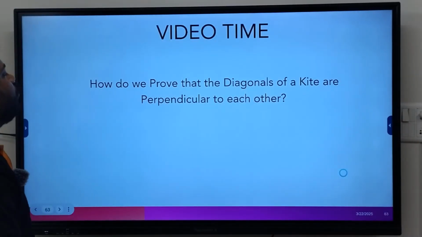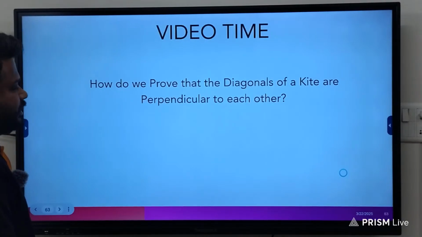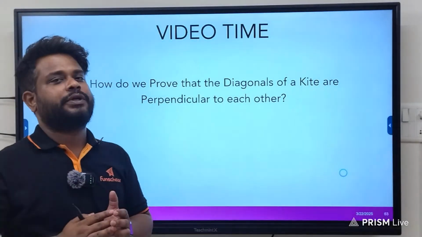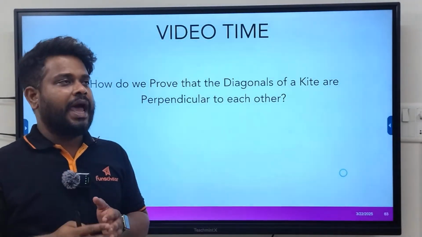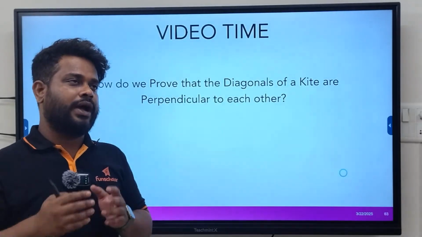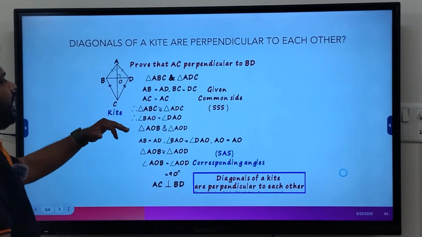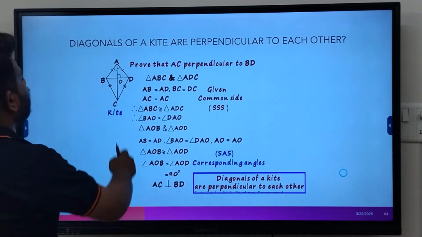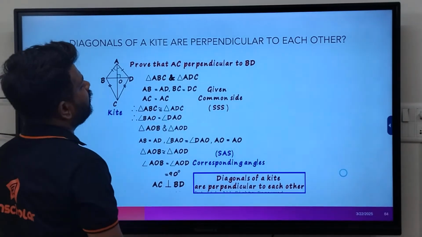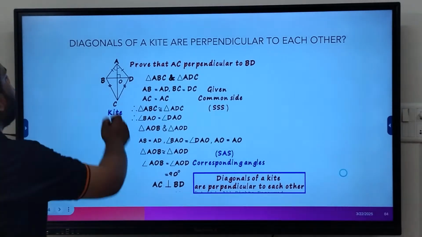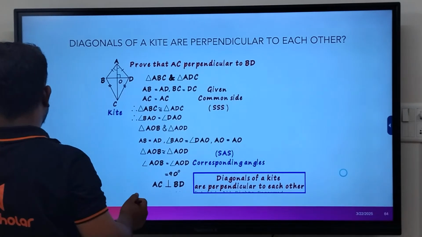How do we prove that the diagonals of a kite are perpendicular to each other? This is another theorem. I am not playing the video here. You can easily watch videos in your free time at home and try to solve it or remember it. Let's see how they do it. We have to prove that AC is perpendicular to BD.